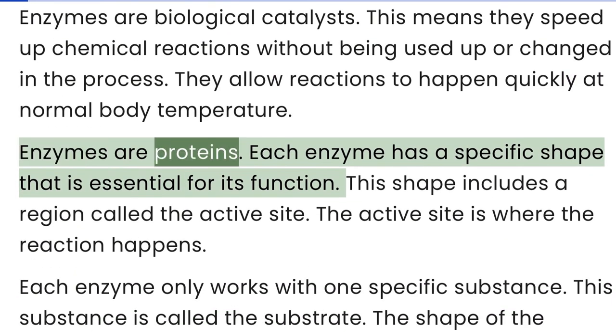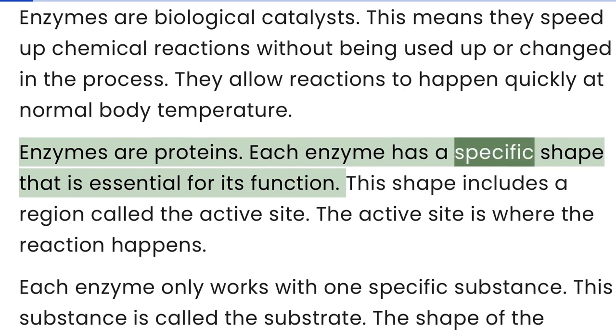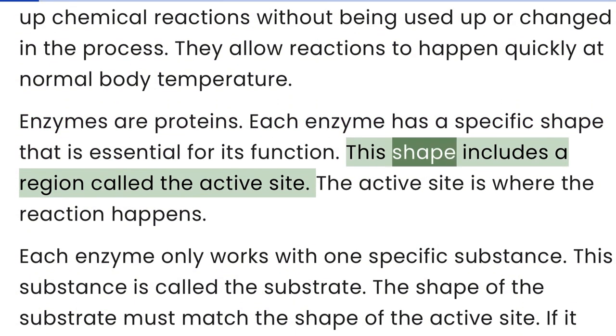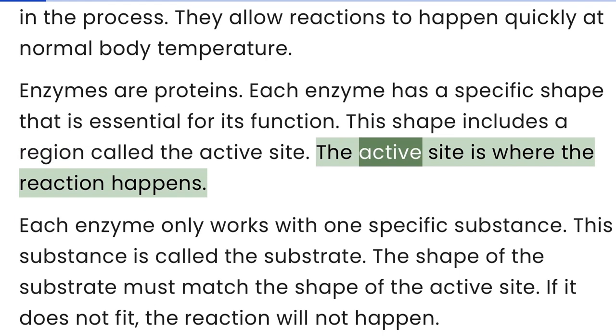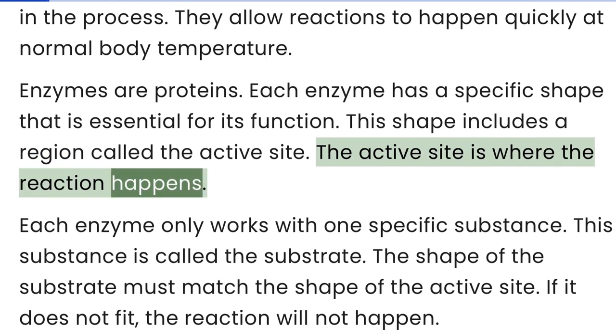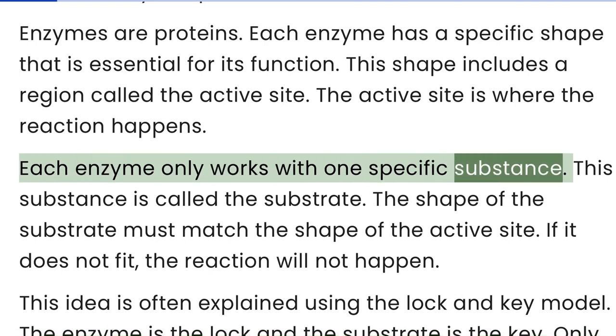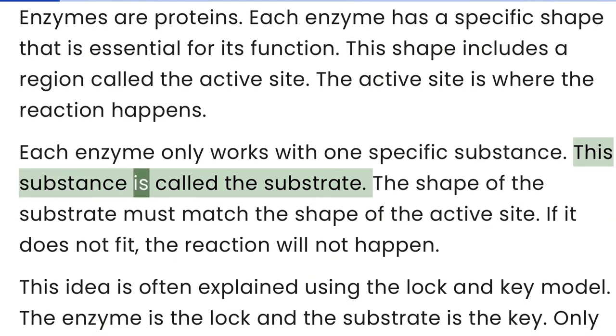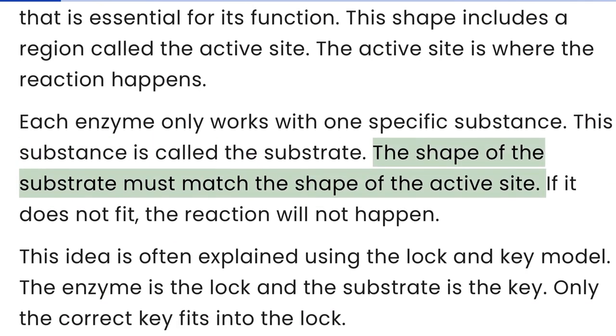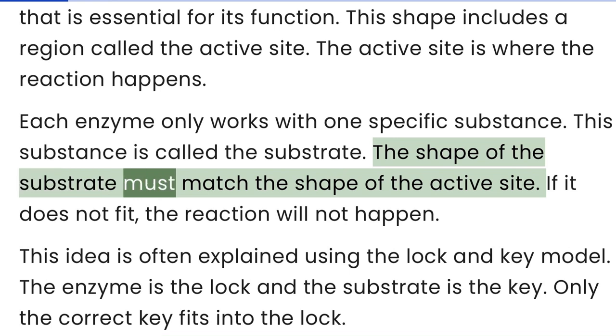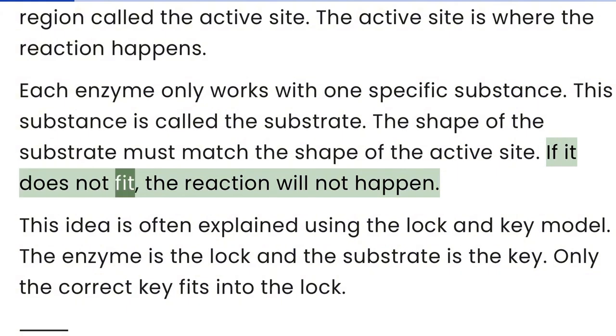Enzymes are proteins. Each enzyme has a specific shape that is essential for its function. This shape includes a region called the active site. The active site is where the reaction happens. Each enzyme only works with one specific substance. This substance is called the substrate. The shape of the substrate must match the shape of the active site. If it does not fit, the reaction will not happen.